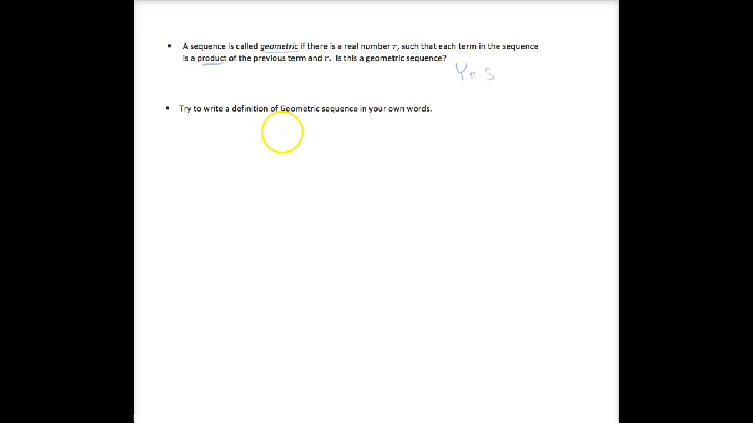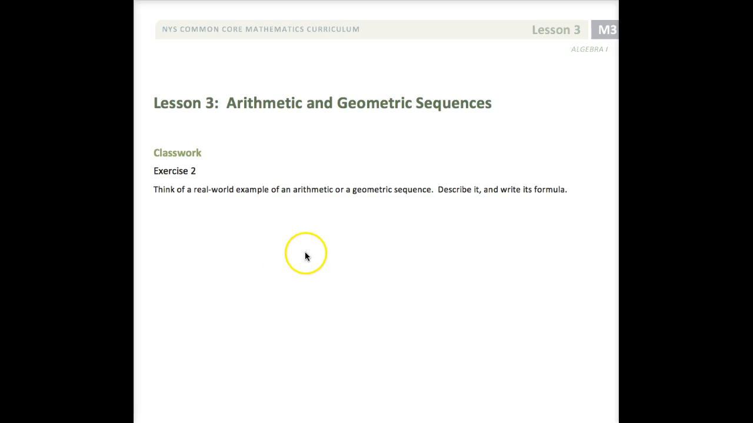Try to write a definition of a geometric sequence in your own words. Write it here and then send it to me in the answer key. So this is lesson 3, module 3, student page 14. Think of a real-world example of an arithmetic or geometric sequence. Describe it and write its formula. I'm leaving this one up to you to answer in Edpuzzle and test your answer out here first.